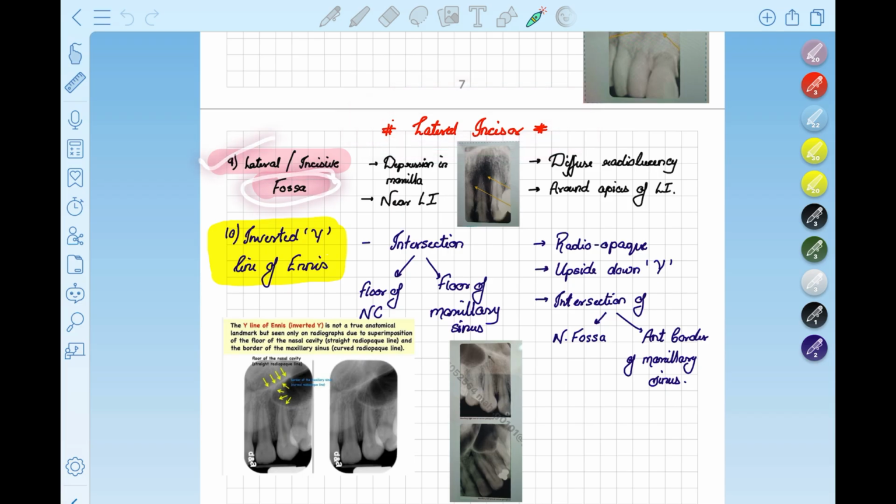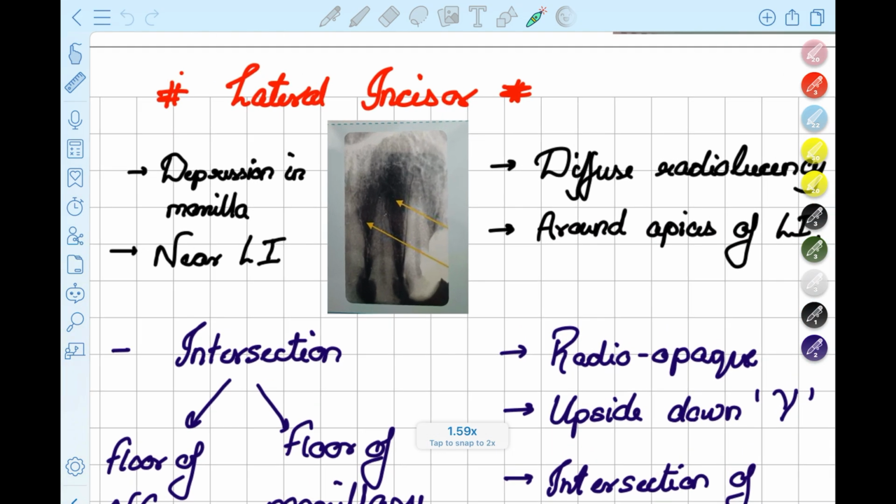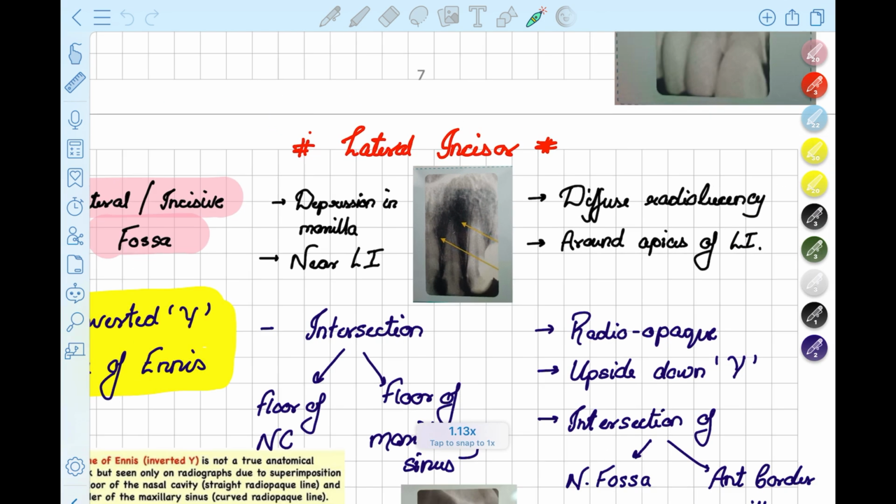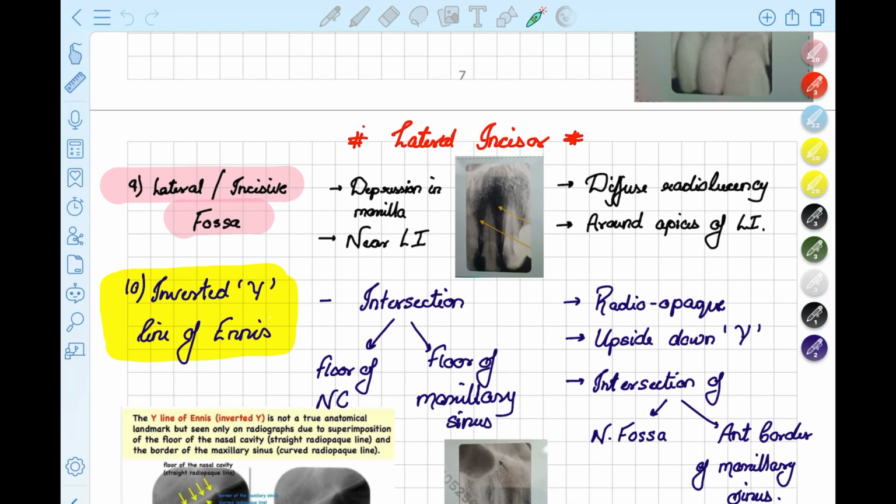The next structure we can see in the region of lateral incisors is the lateral incisive fossa. Fossa is nothing but a depression or cavity. Lateral or incisive fossa is a depression in the maxilla near the lateral incisor. It appears as a diffuse radiolucency around the apices of lateral incisors. As we can see here, this diffuse radiolucent structure is the lateral incisive fossa, located around the apices of lateral incisor.